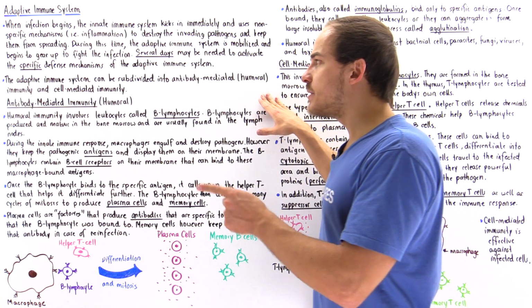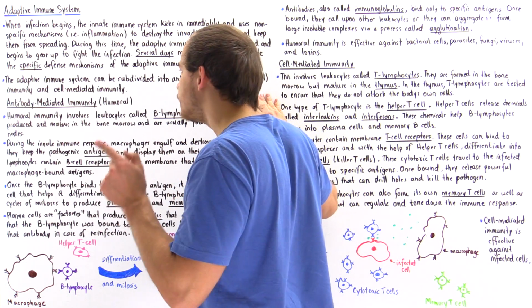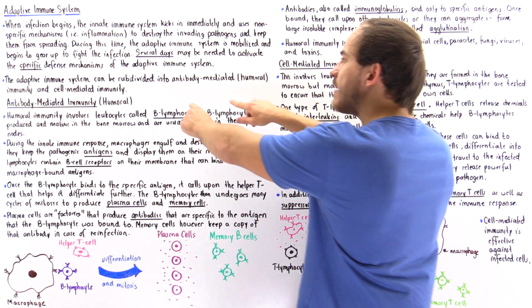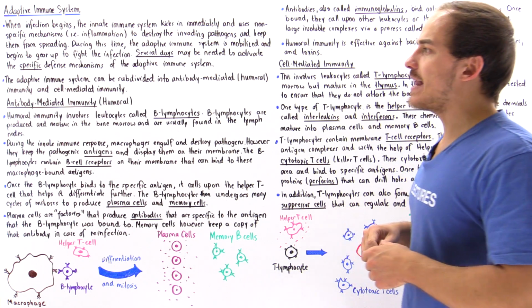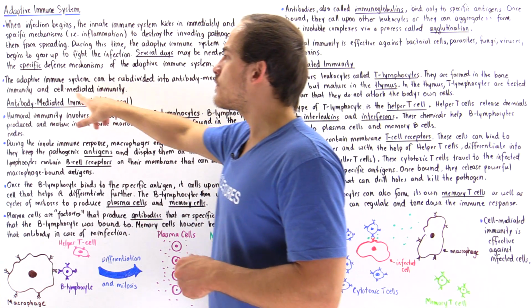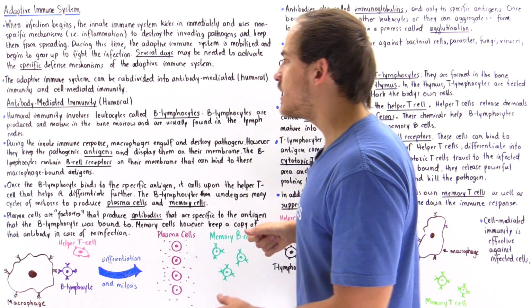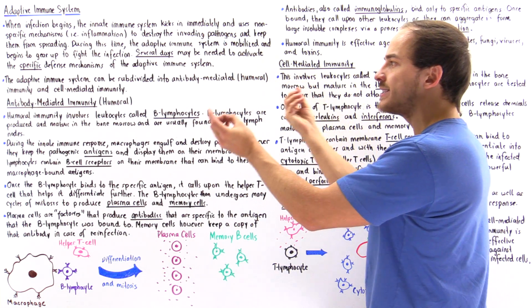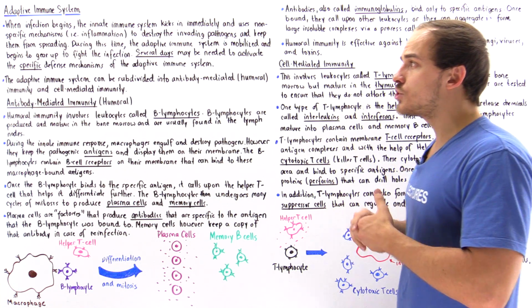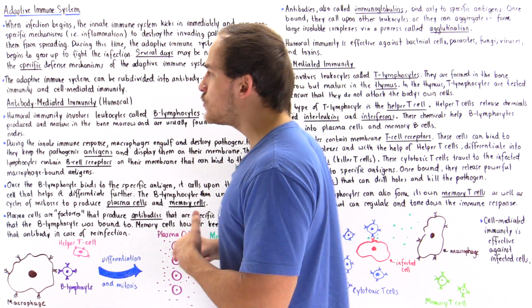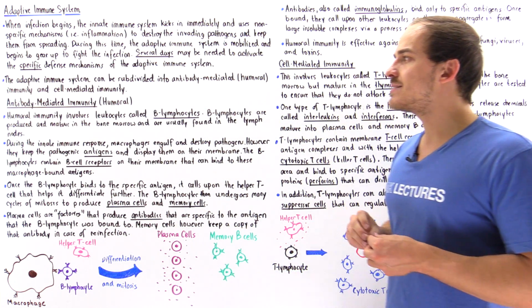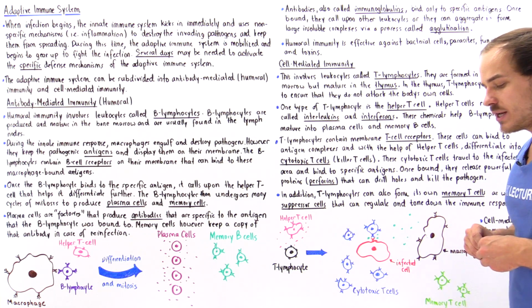Now, the adaptive immune system can be subdivided into two categories, into two divisions. We have the antibody-mediated immunity, or the humoral immunity, and we also have the cell-mediated immunity. And these two systems work together to basically carry out that same exact function to fight off our pathogens that infected our body. So let's begin with the antibody-mediated immunity.